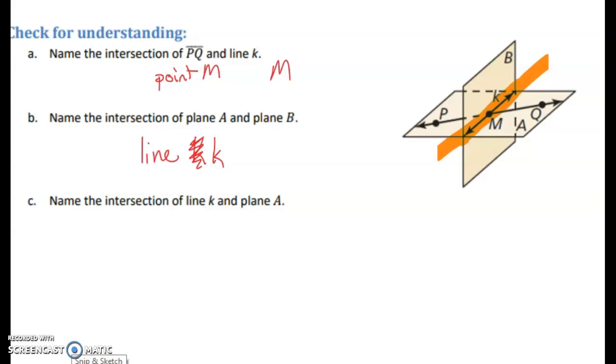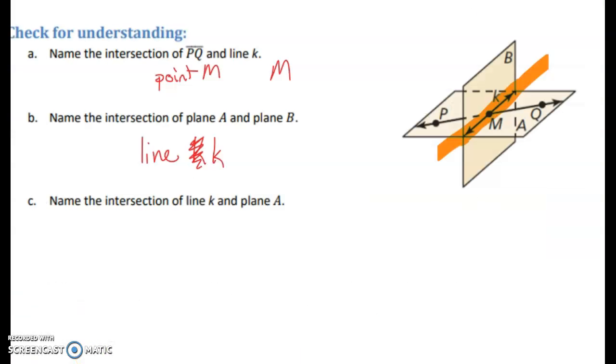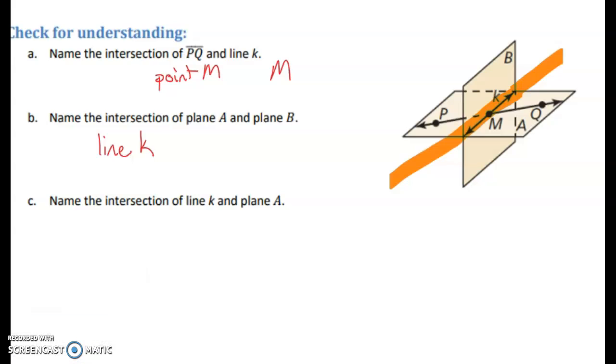All right, so last but not least, name the intersection of line K in plane A. All right, so plane A and plane B, where they intersect is right here. But keep in mind, planes go forever in both directions. So they're going to extend this way. So this is a line, and it's line K. Keep in mind that that's not a point, that's the name of a line, so we're going to specifically use the lowercase k. And we're going to call it good for there.